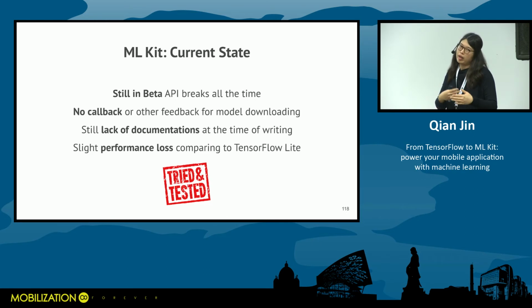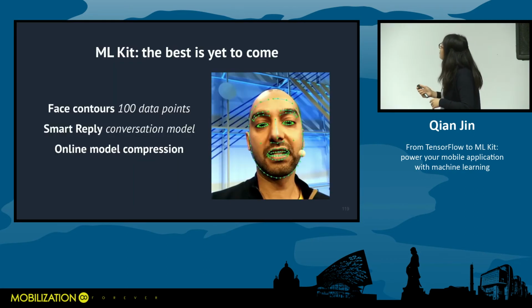That's how we can make things progress and advance. But the best is yet to come. During I/O, they also announced the face contour, which will provide 100 data points, which I think allows developers to build other kinds of features. There's also smart reply, which will soon be available in ML Kit, along with the online model comparison.